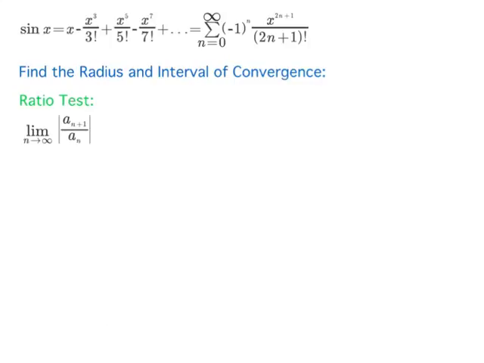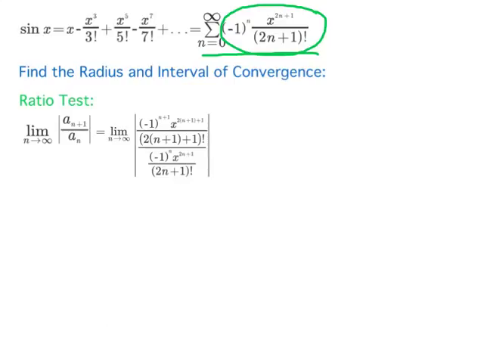The ratio test is to take the limit as n approaches infinity of the absolute value of the ratio of two consecutive terms. Now if this is my general term for sin x, then a sub n is just this part. For a sub n plus 1, I'm going to replace all my n's with n plus 1's. So I have the limit as n approaches infinity of a sub n plus 1, where I replaced all my n's in my general term with n plus 1's, divided by a sub n, which is just my general term. That's how I do the ratio test.